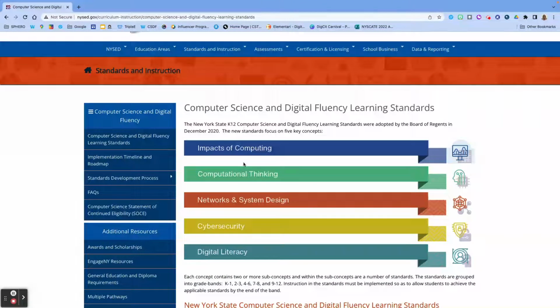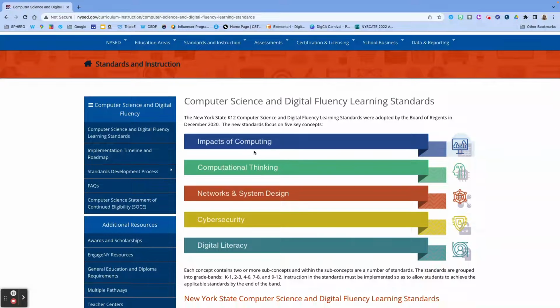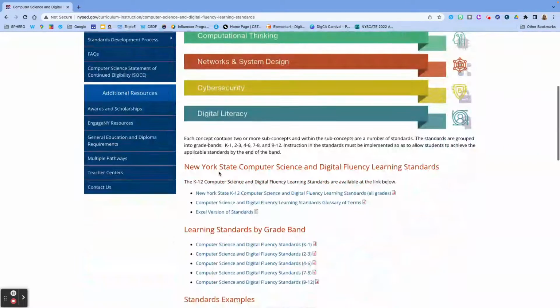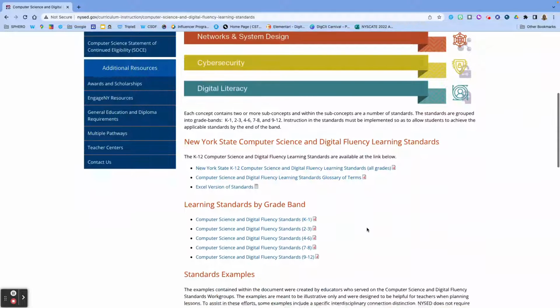First, you'll have this image that shows each of the concept areas that the computer science and digital fluency standards go over. In this course, we're only going to be focusing on the top one. Below that, you'll see the standards at complete, so you can take a peek at the New York State K-12 Computer Science and Digital Fluency Learning Standards PDF. You can also take a look at the glossary of terms, and having a common vocabulary will be very helpful K-12. There's also an Excel spreadsheet if you'd like to take a look at the standards and actually map that with the standards you already do in your classroom.